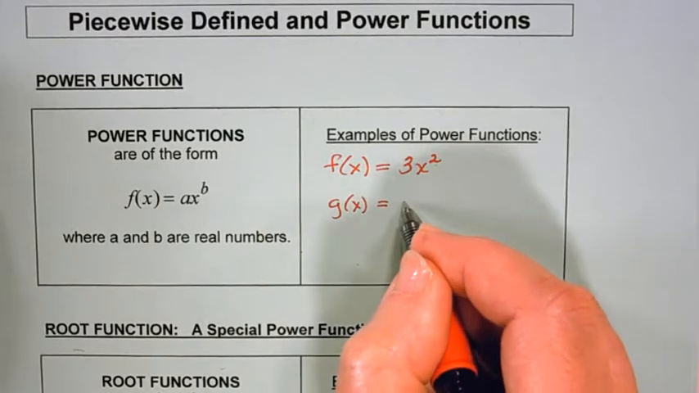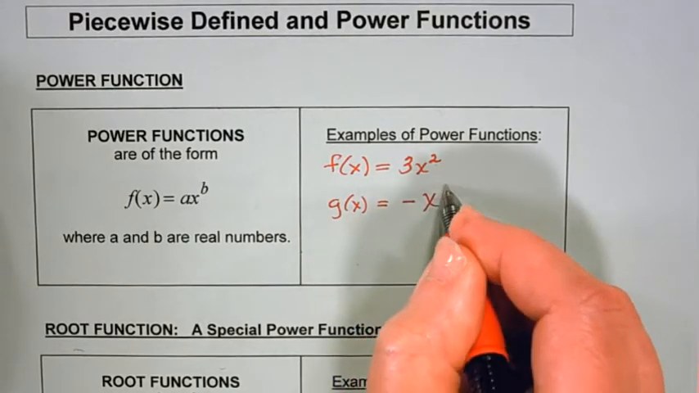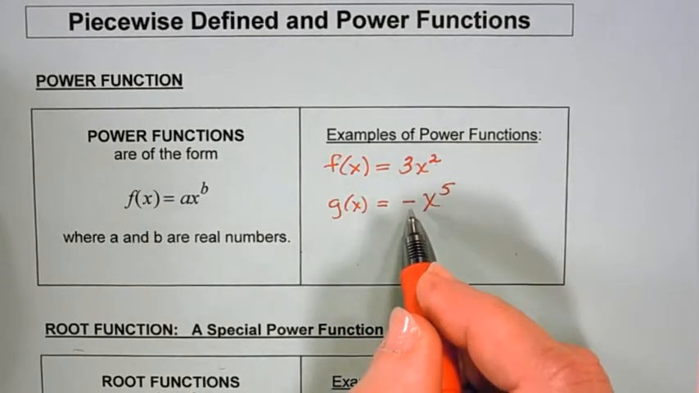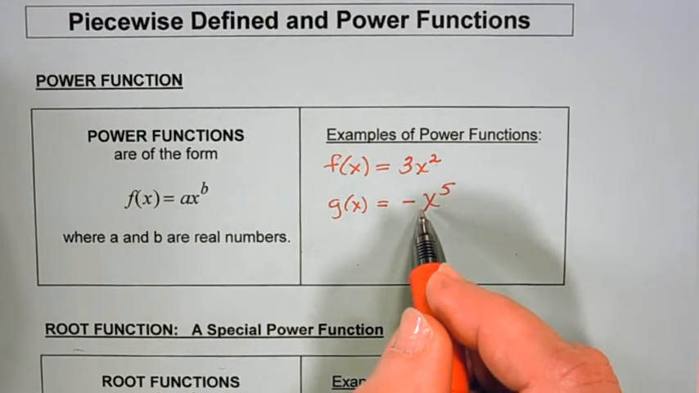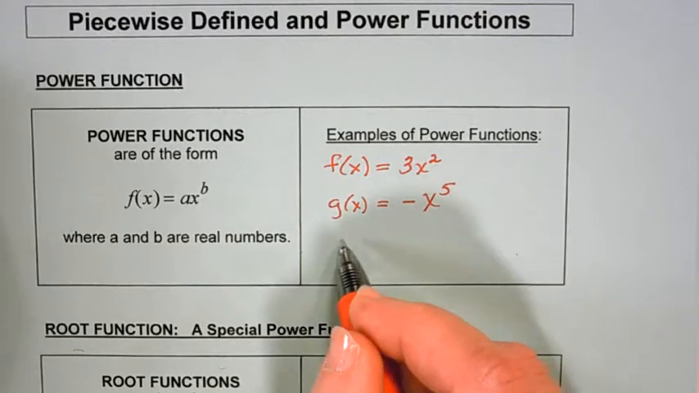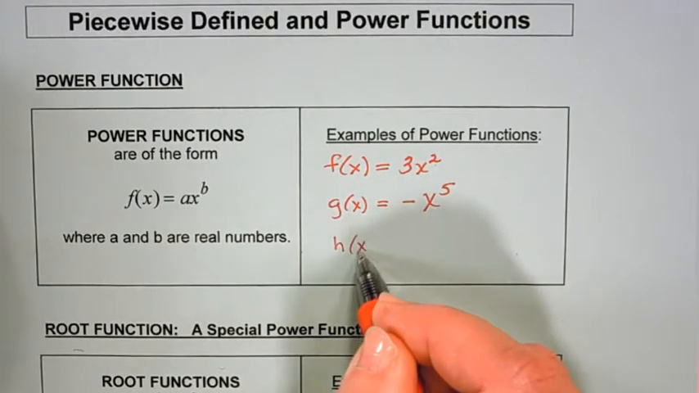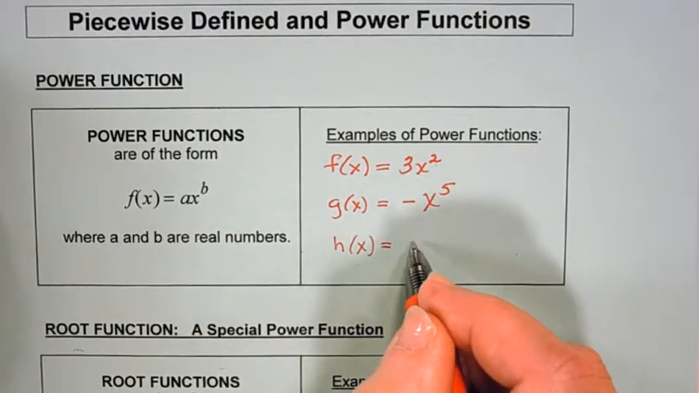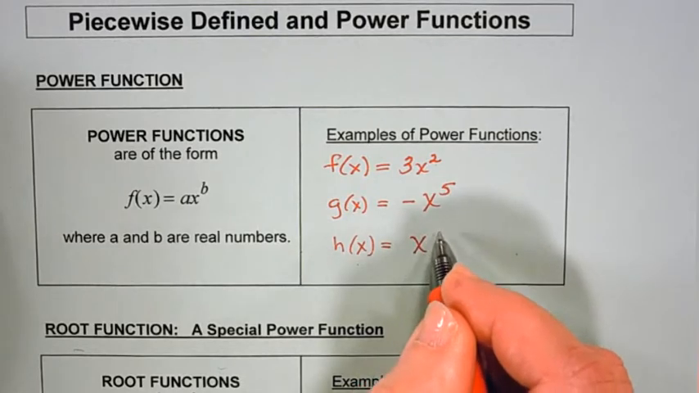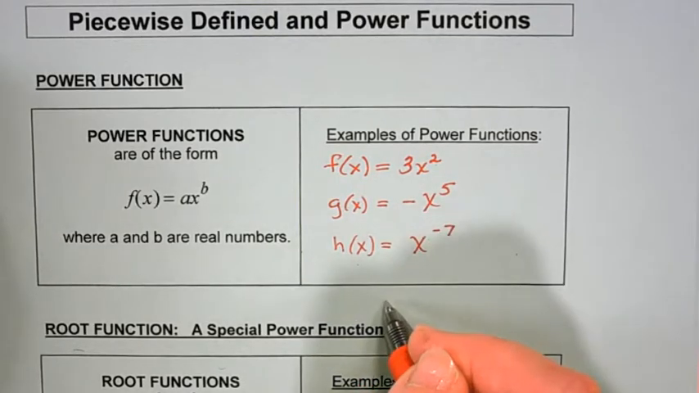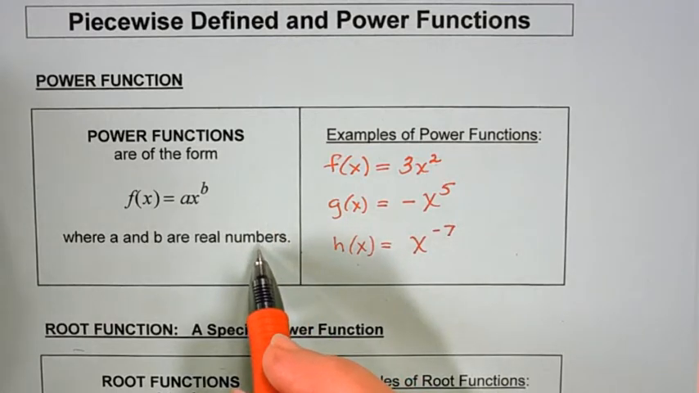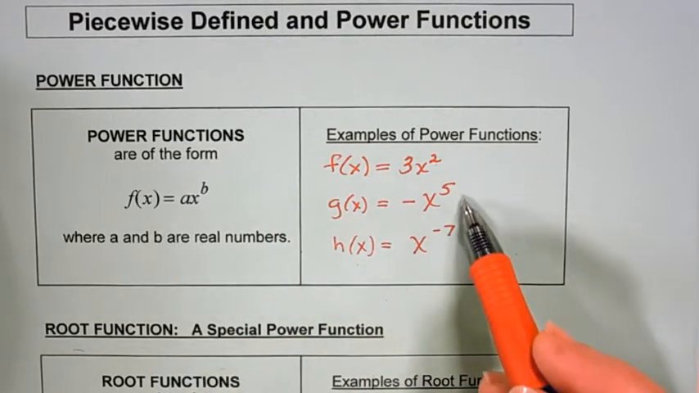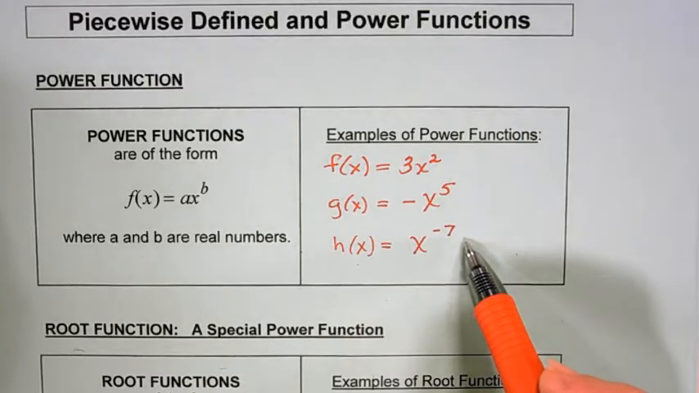Another type, negative x to the 5th. Here the a is, of course, negative 1 because when you don't have a coefficient, the coefficient is actually 1. Let's look at another one. I could actually have a variable that had a negative exponent on it, and that's all right too, because negative numbers are real numbers. So here are 3 examples of power functions.